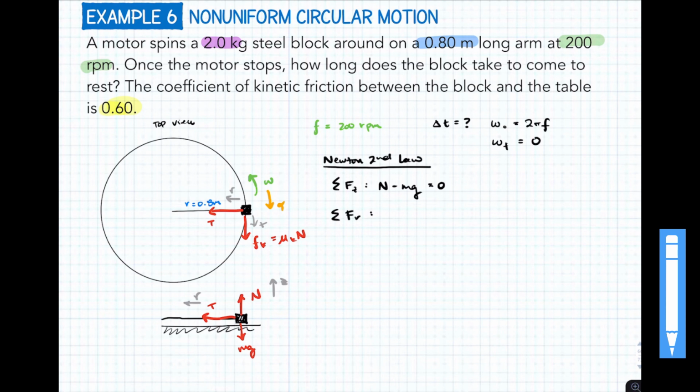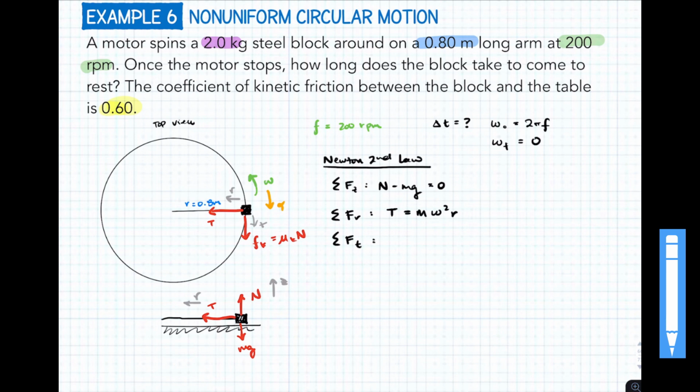Okay, what's the force in the radial direction? Tension, which should be positive, and that should be equal to mass times acceleration. But remember, the radial acceleration is either v squared over r, or you could write it as omega squared r. Okay. All right. Last but not least, we have our force in the tangential direction.